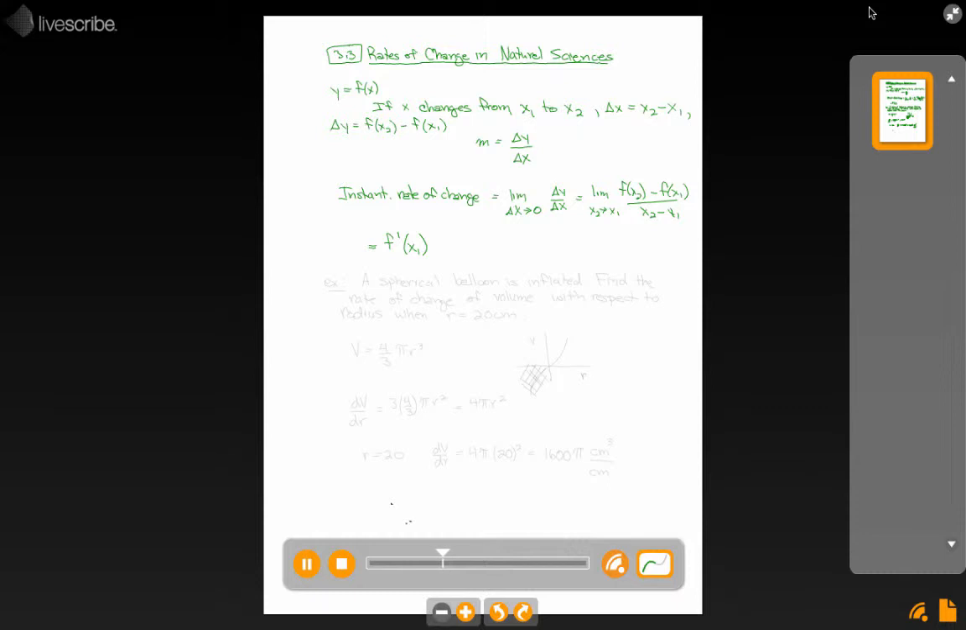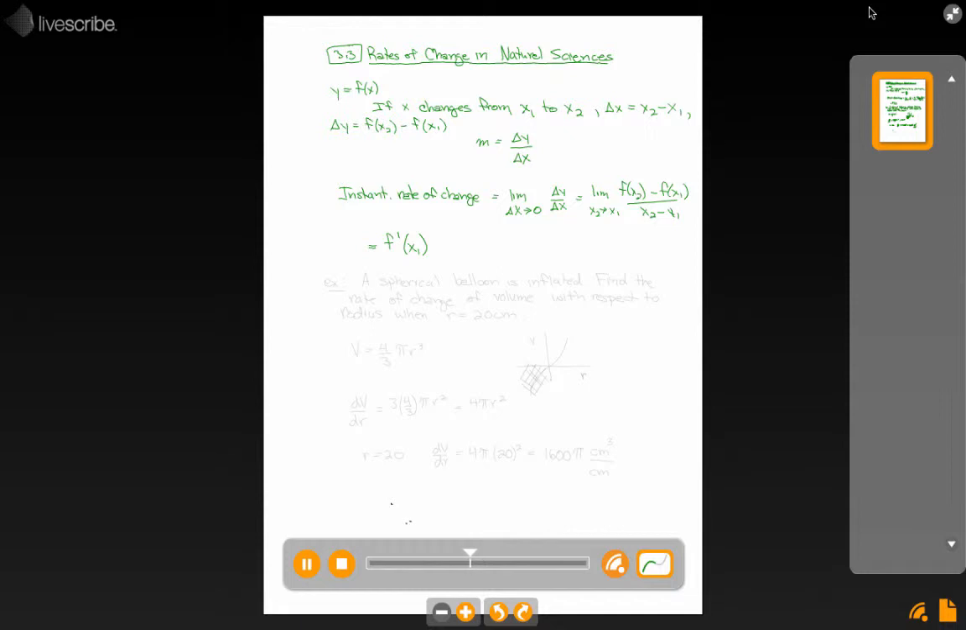So there are lots of things that change in science. If you're talking about chemistry experiments, you've got concentrations of reactants that change. You can do ecology and biology examples where populations change. You can do physical things, and the first example I'll do here is a balloon being inflated, so the volume is changing. As long as we have a function that relates one variable to another, we should be able to find a rate of change of one variable with respect to another.